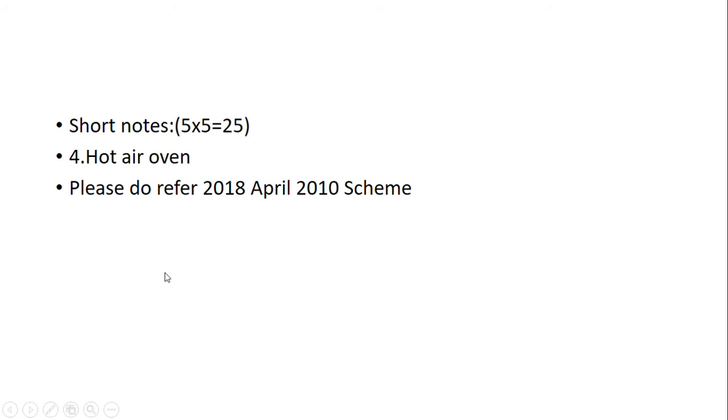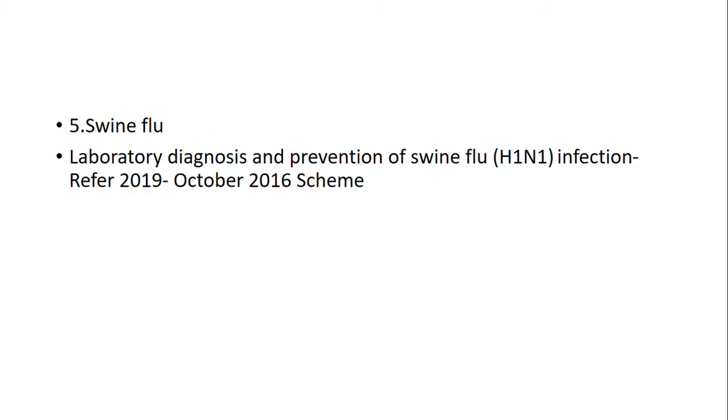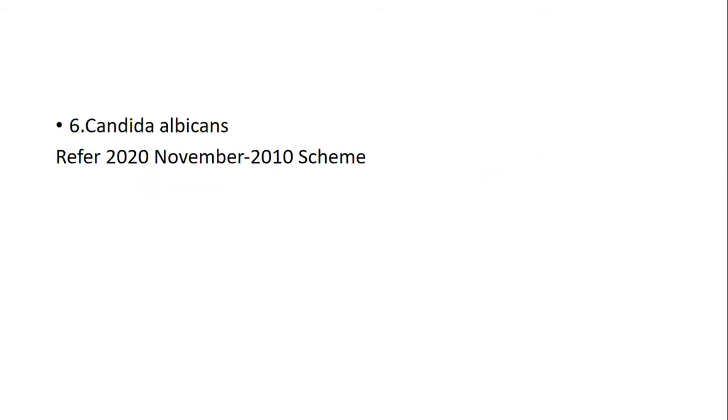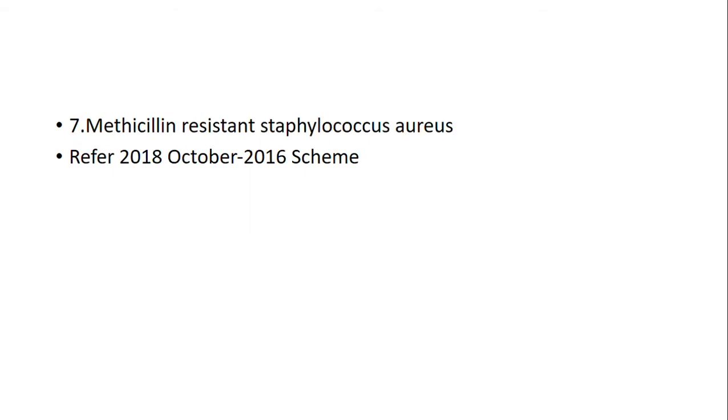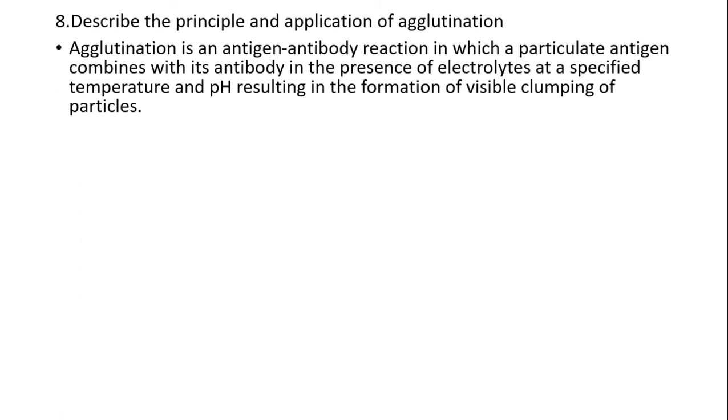Hot air oven. Next, short notes: hot air oven is already discussed. Swine flu, laboratory diagnosis of swine flu infection, that also has already been discussed. Candida albicans, it is also discussed in the 2020 question paper. Methicillin-resistant Staphylococcus aureus, MRSA. Then describe the principle and application of agglutination.